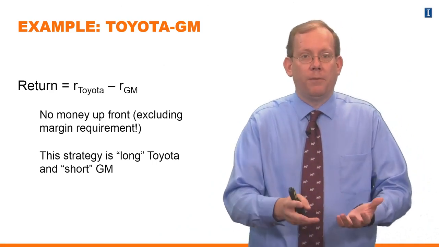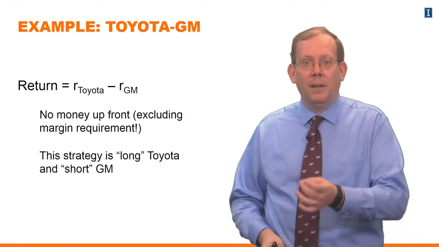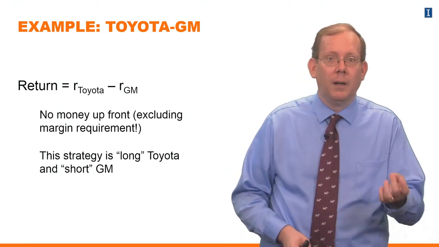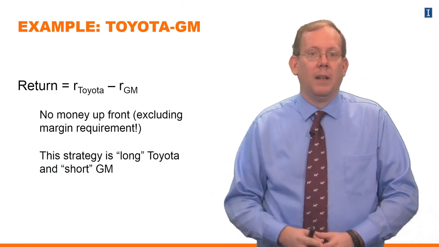So no money up front for this because that's why it's called zero cost, because the money that we needed to invest in Toyota, we got by borrowing General Motors. Now again, this is excluding the margin requirement. Okay, so let's actually just go through an example here to illustrate how this would work.